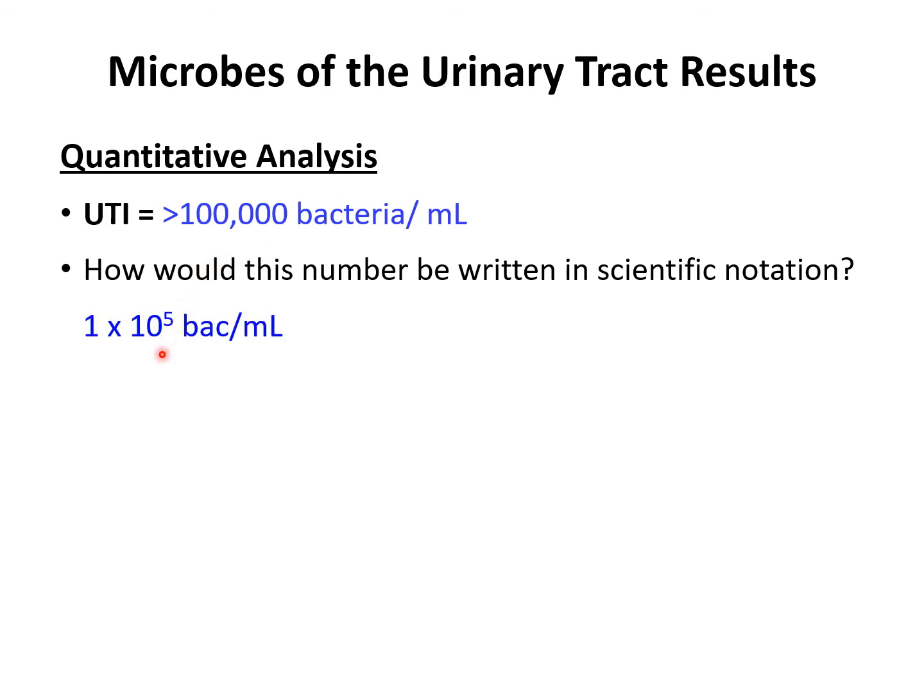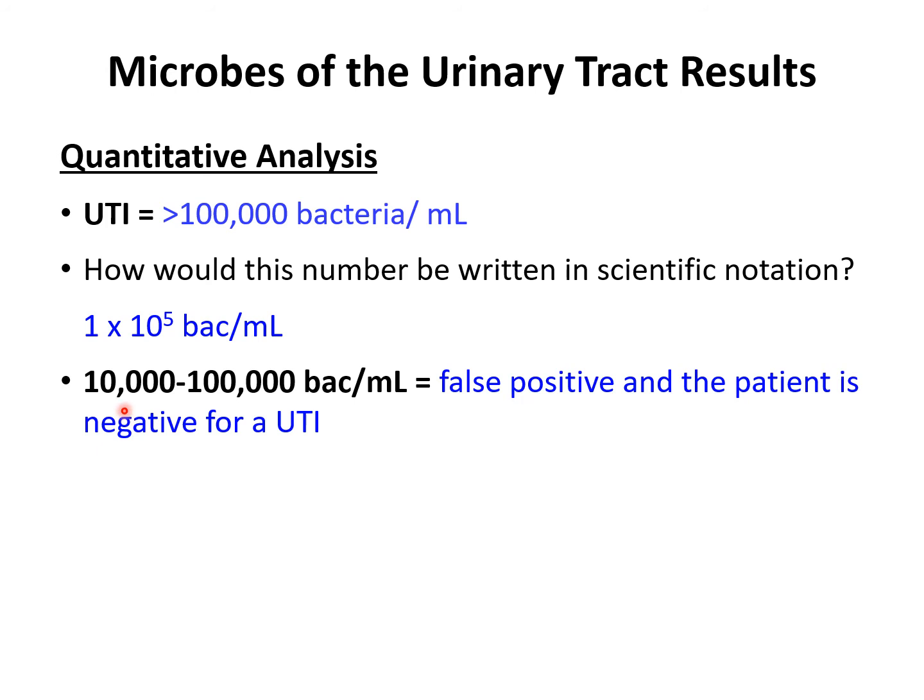And if we want to write it in scientific notation, it's going to be 1 times 10 to the 5, right? So here, 1, 2, 3, 4, 5 zeros, 100,000. So you can write it as 1 times 10 to the 5 bacteria per mil, if you want to write it in scientific notation. Therefore, if we find 1 times 10 to the 5 bacteria per mil or more in someone's urine, we are going to consider that this individual does have a UTI.